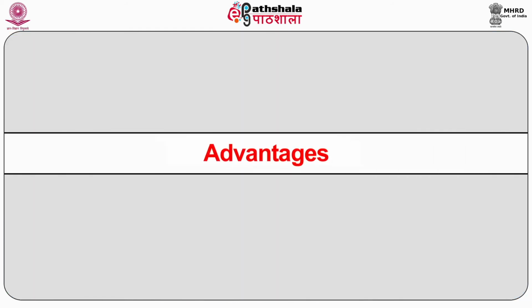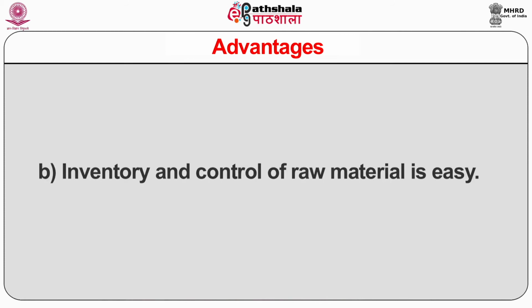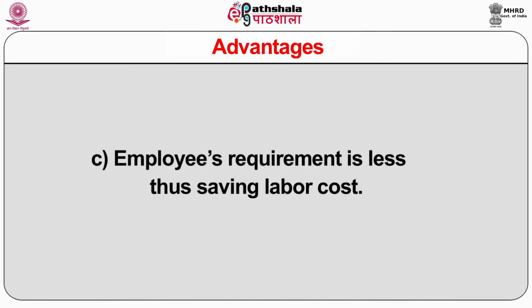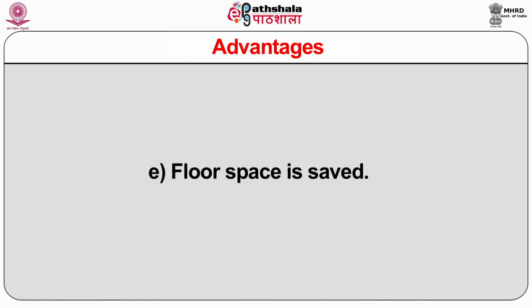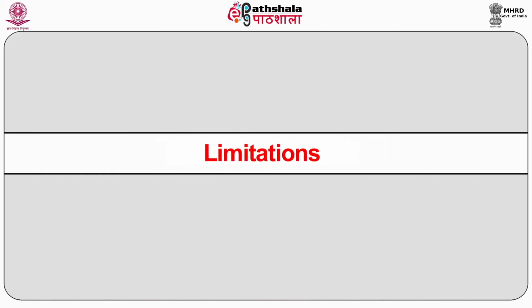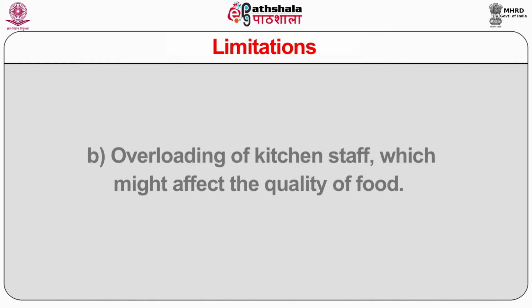The advantages of this system are that duplication of equipment is avoided, inventory and control of raw material is easy, and employee requirement is less, thus saving labor cost. Job satisfaction is higher for room service assistants. Floor space is saved. The limitations are that services may be delayed due to rush in the main kitchen, especially during breakfast, and overloading of kitchen staff, which might affect the quality of food.